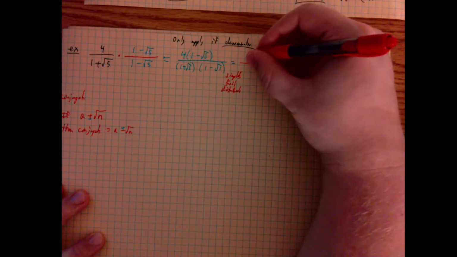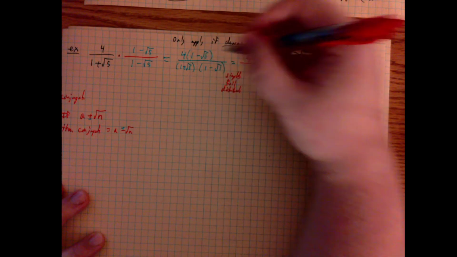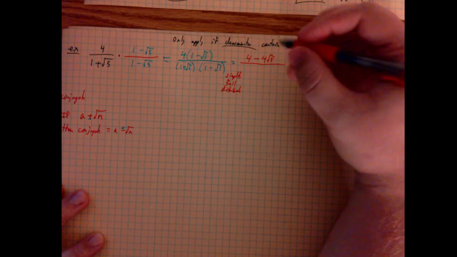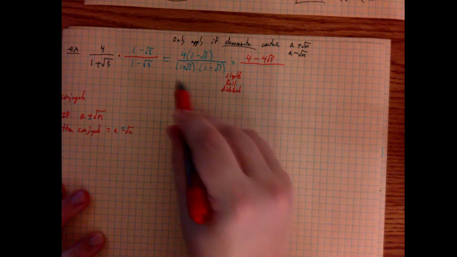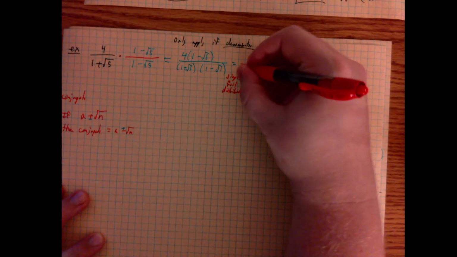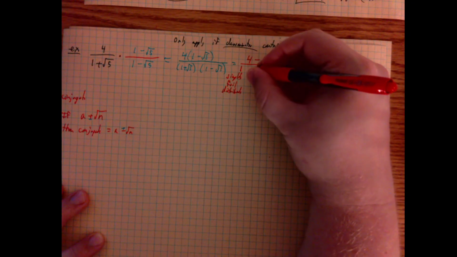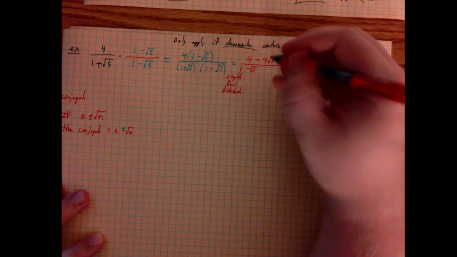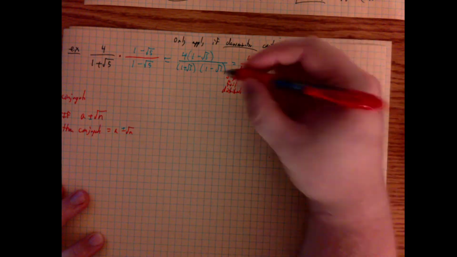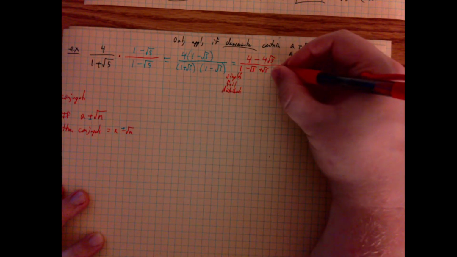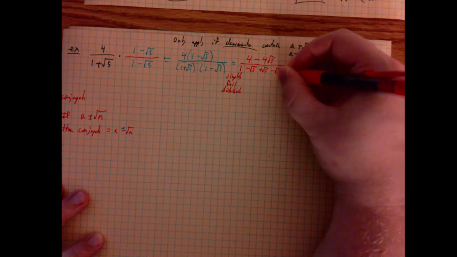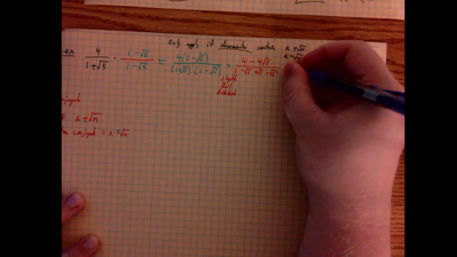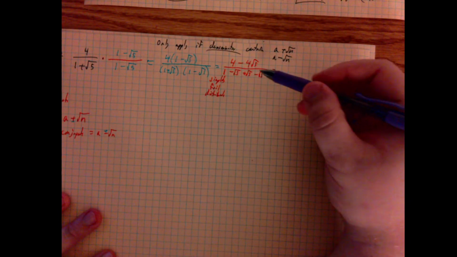4 times 1 is 4. 4 times the negative square root of 5 would be negative 4 square root of 5. On bottom, we'd have to FOIL this out, so we take 1 times 1, which is 1. 1 times negative square root of 5, which is 1 minus the square root of 5. Square root of 5 times 1, which would be a positive square root of 5. And then square root of 5 times negative square root of 5, which would be the negative square root of 5 squared. You know how we just FOIL that out using standard algebra techniques from Algebra 1.